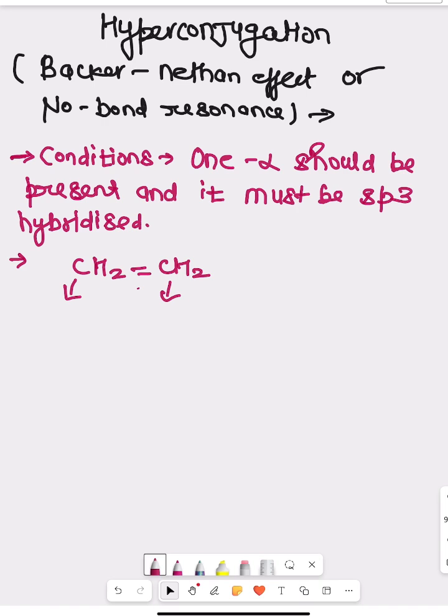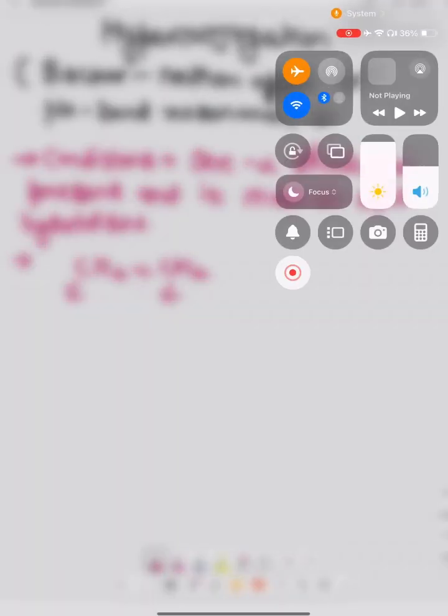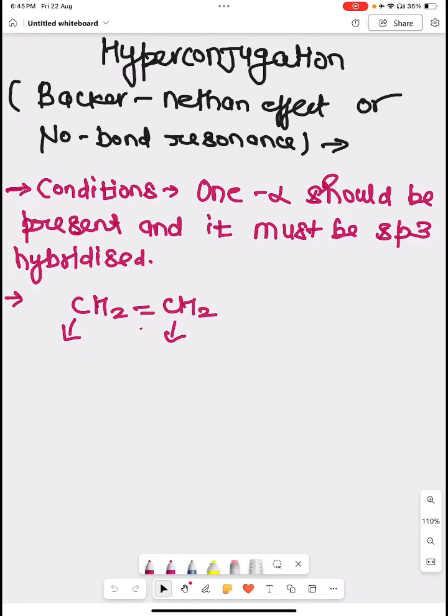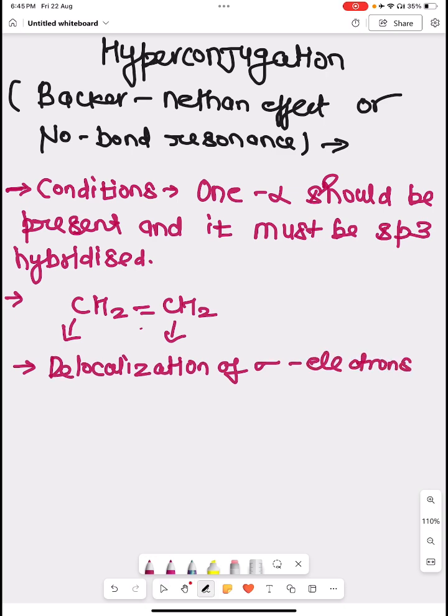Okay, so hyperconjugation is delocalization of sigma electrons of the CH bond of your alkyl group.